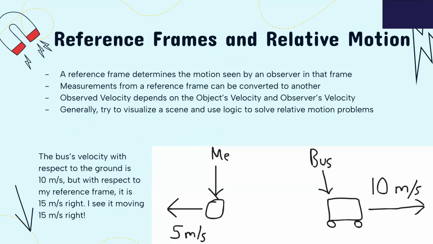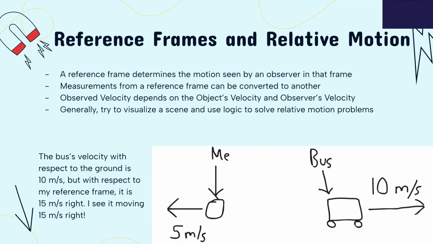Okay, now we're going to go over reference frames and relative motion. A reference frame determines the motion seen by an observer in that frame, and measurements from one frame can be converted to another. So the observed velocity that someone sees an object moving at depends on the object's actual velocity with respect to the ground and the observer's velocity with respect to the ground. Because what if the observer is moving?